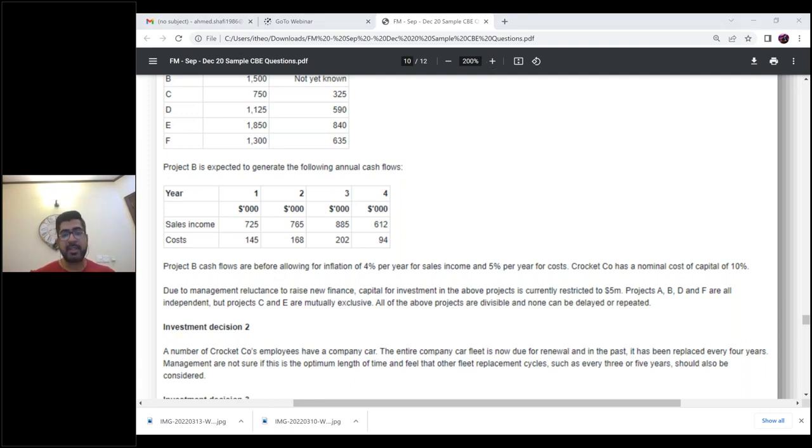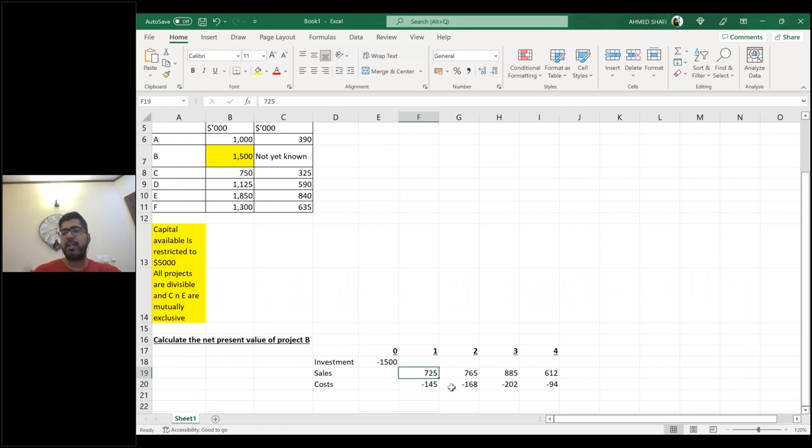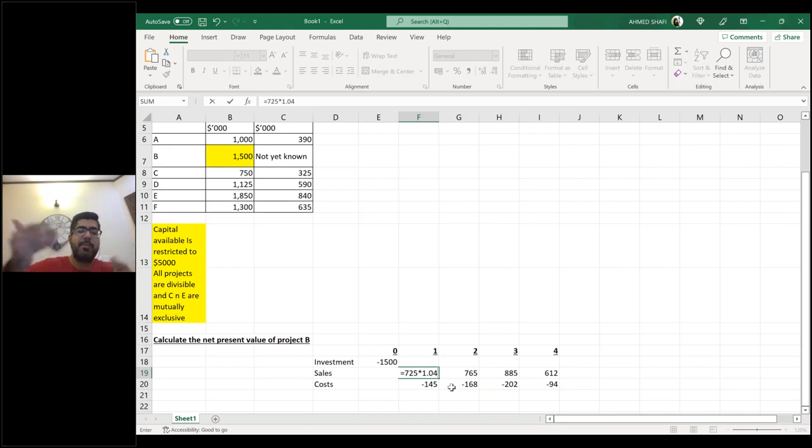So year one sales is 725. Pay attention to the working. You can show the working separately or you can show the workings in these cells as well. Year one revenue is 725, before inflation of 4% per year. Would the inflationary impact come one time? Yes. So you should inflate it by 4%. For one-time inflation, either you can increase it by 4% and add it, or directly multiply it by 104%, because multiplying by 104% increases it by 4%. Okay, 754.